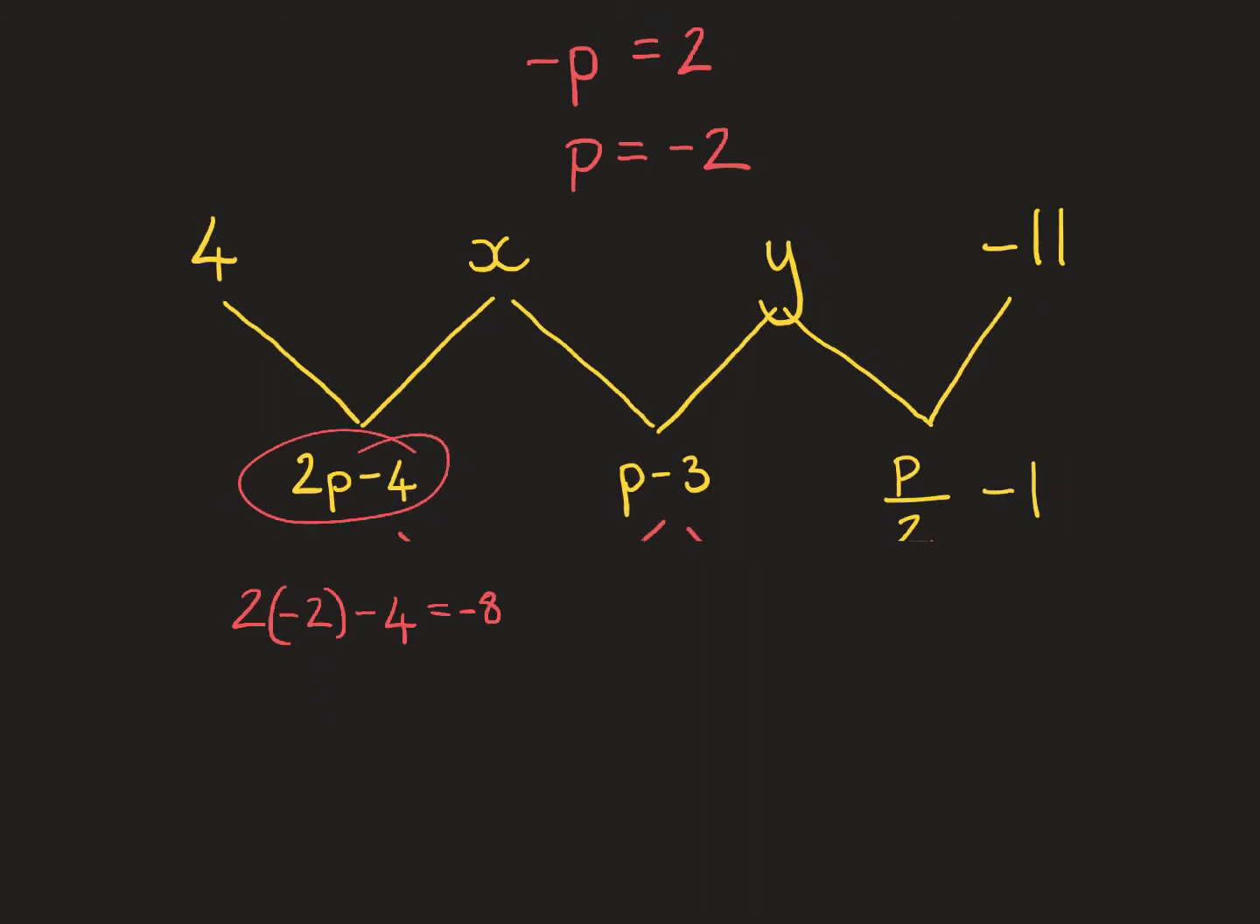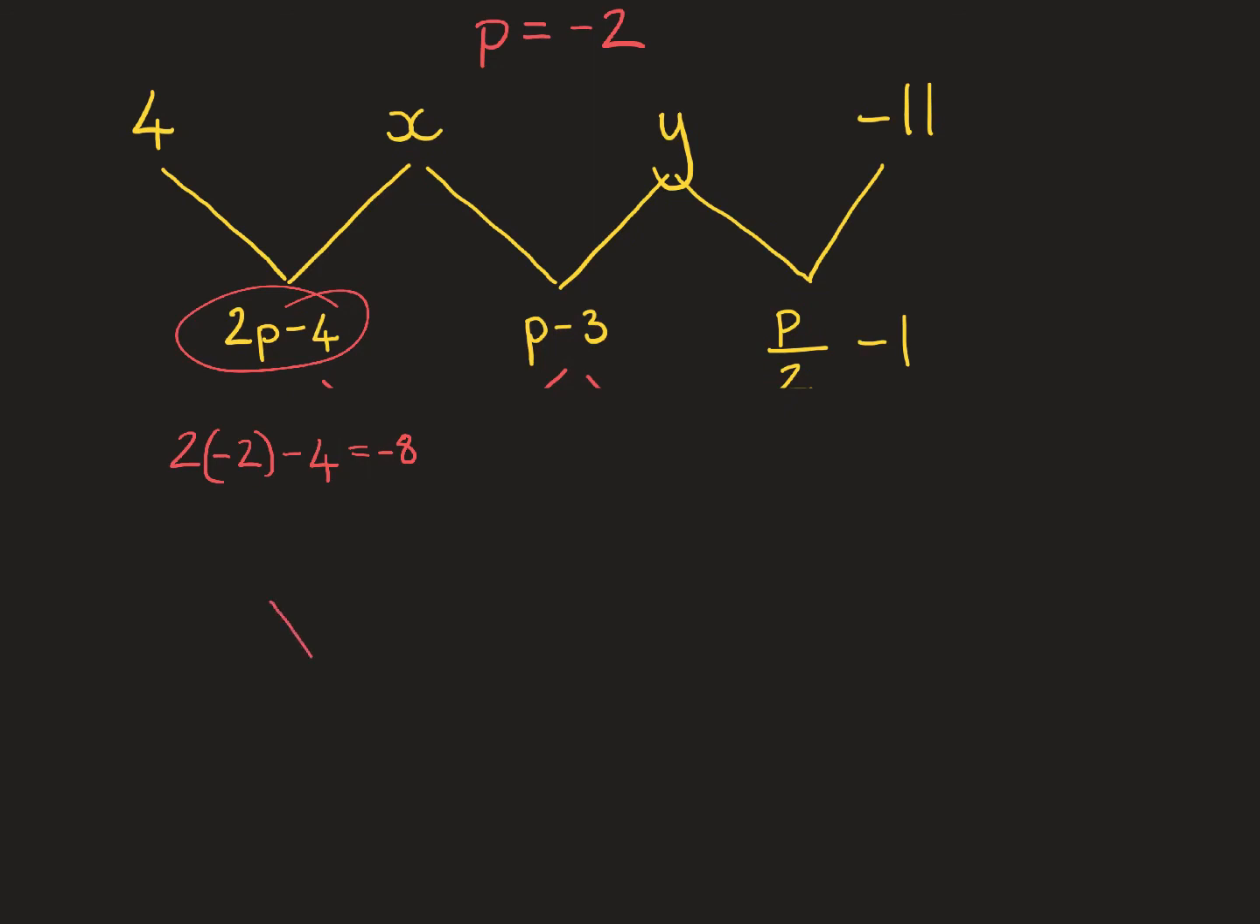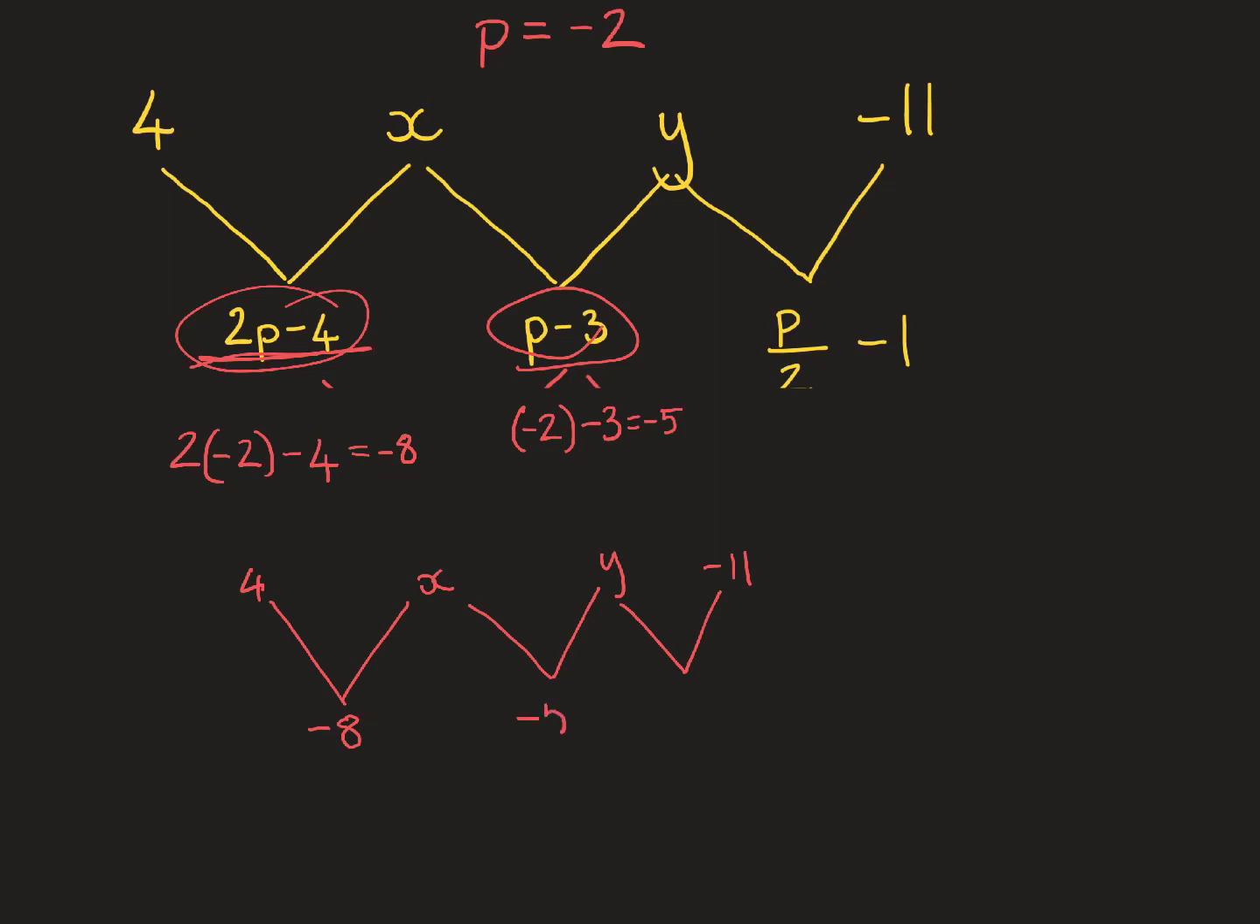Let's just do something clever underneath it and redraw what's going on. So we had 4, we had x, and we had y, and we had negative 11. But now instead of writing 2 minus p, I'm going to write minus 8. Let's do the same thing over here, where I've got minus 2, minus 3, so that's going to be minus 5, and I'll put minus 5 over here. And let's do the same over here. It's minus 2 divided by 2 gives me minus 1, minus 1 gives me minus 2.